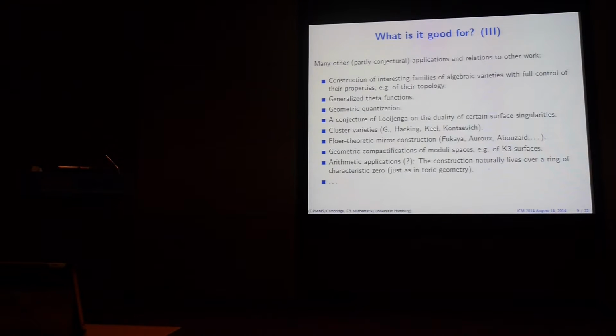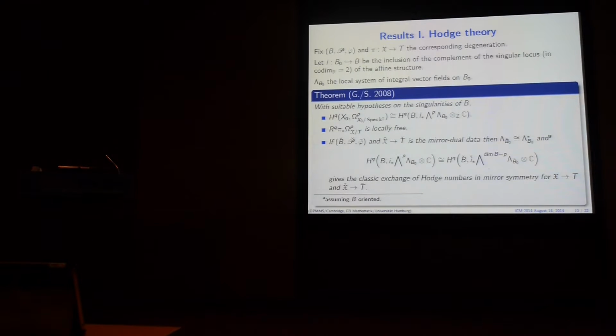Because much as in toric geometry, our construction does not only live over fields. If your starting data for walls lives over some ring of characteristic 0, then the whole construction lives over this subring. So quite often you can even construct things over Z. So let's get to some results now. The rest of the talk will give a couple of results along with examples.